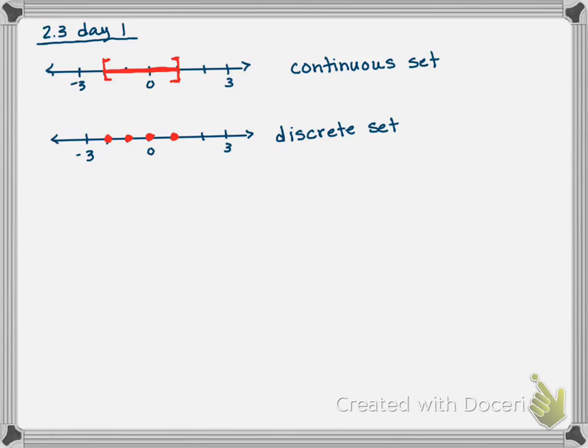So for continuous sets, we're going to use interval notation just like we did last week. So the smallest number in that set is -2, which I want to include with a hard bracket. And then the largest number is 1, and then also including that.